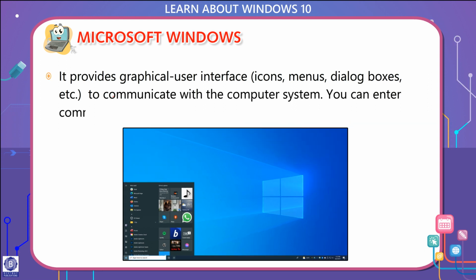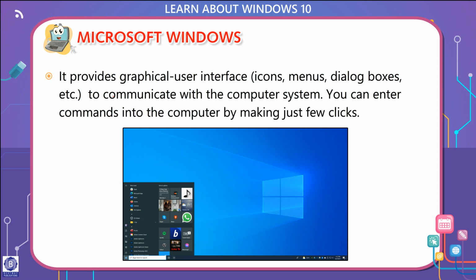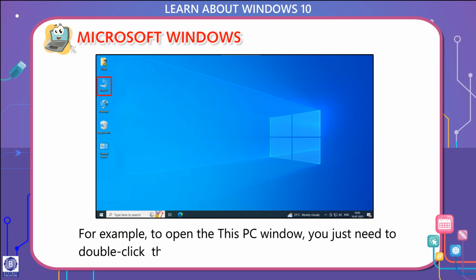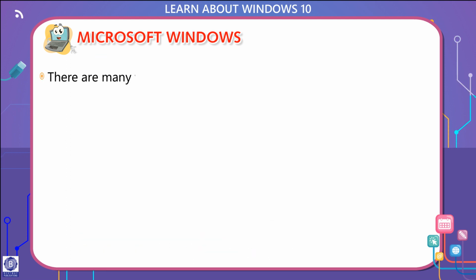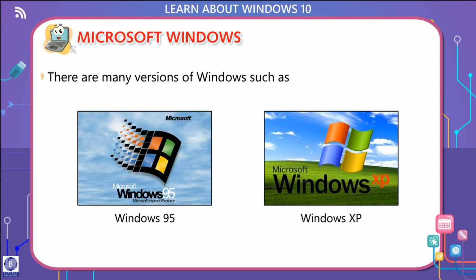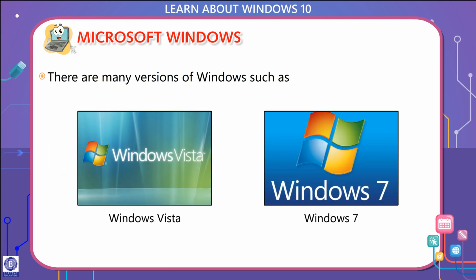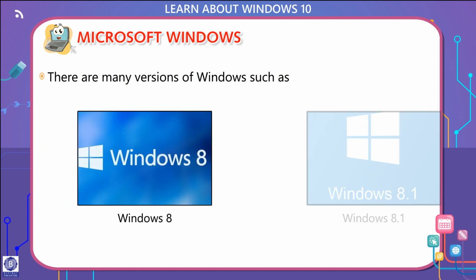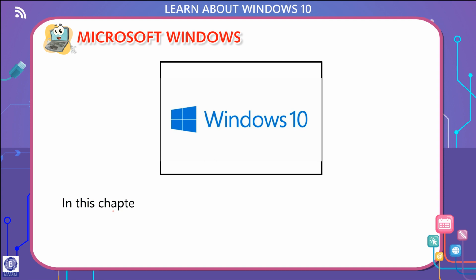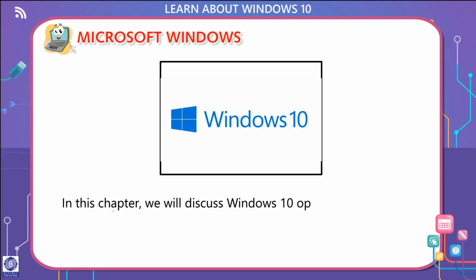You can enter commands into the computer by making just a few clicks. For example, to open the This PC window, you just need to double-click the This PC icon on the desktop. There are many versions of Windows such as Windows 95, Windows XP, Windows Vista, Windows 7, Windows 8, Windows 8.1 and Windows 10. In this chapter, we will discuss the Windows 10 operating system.